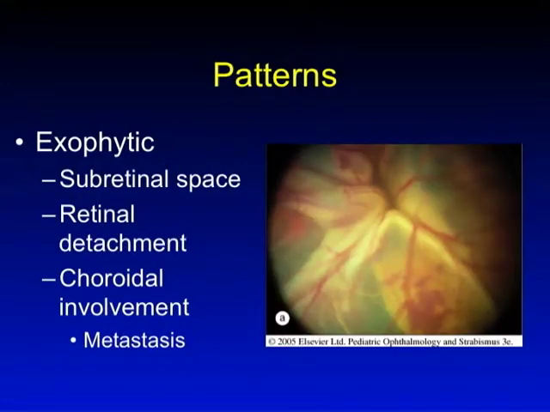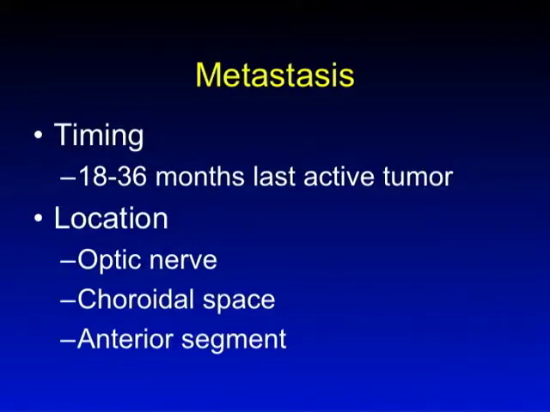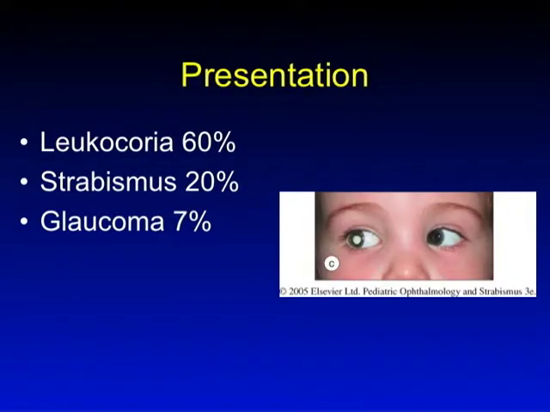The other one will be a tumor that is growing underneath the retina. It's called exophytic. Usually the metastases happen in the first 3 years of life, so patients with retinoblastoma should be followed up for probably the first 5 years until they're tumor-free. The most common sign of presentation is what you're seeing in this picture. Leukocoria is number 1, and strabismus is number 2.